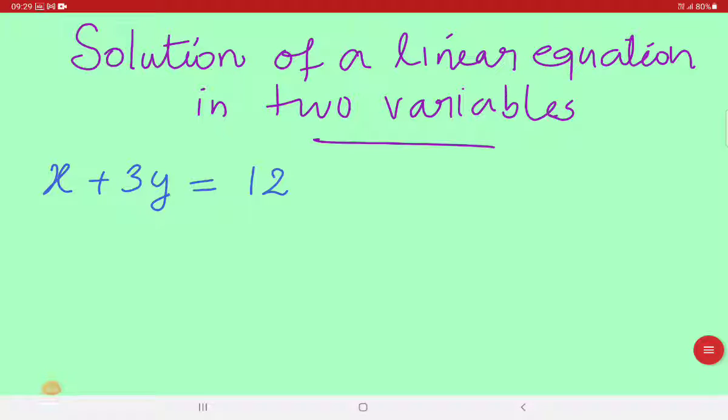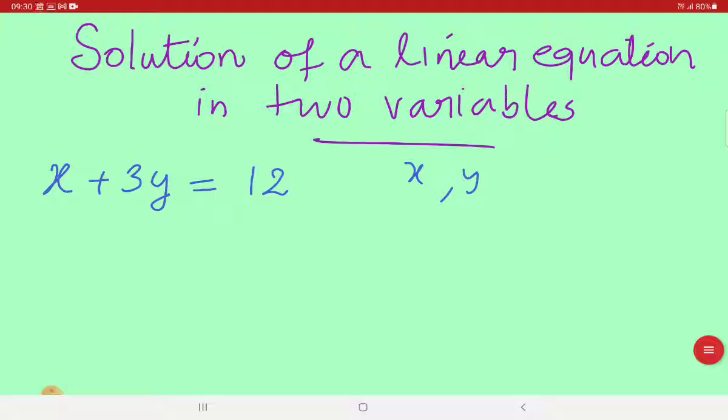A linear equation in two variables. Let us consider a linear equation x plus 3y equal to 12. Its solution means the value of x, y which satisfies the equation. In order to find such values, we can put one variable some values and find the corresponding values of the second variable.